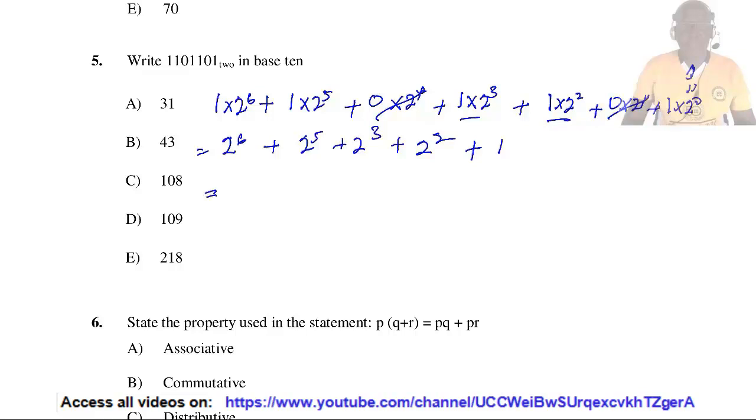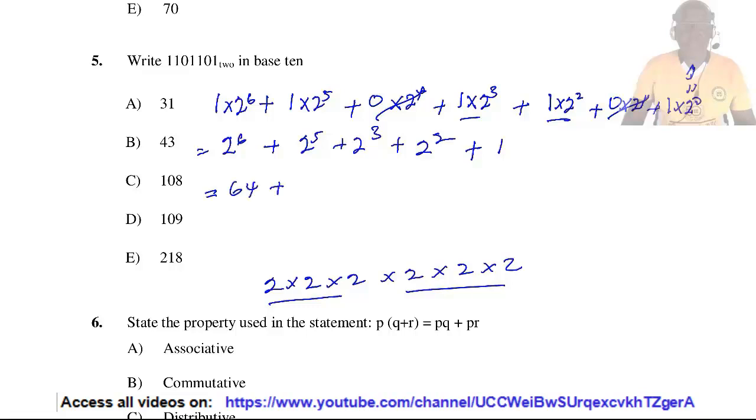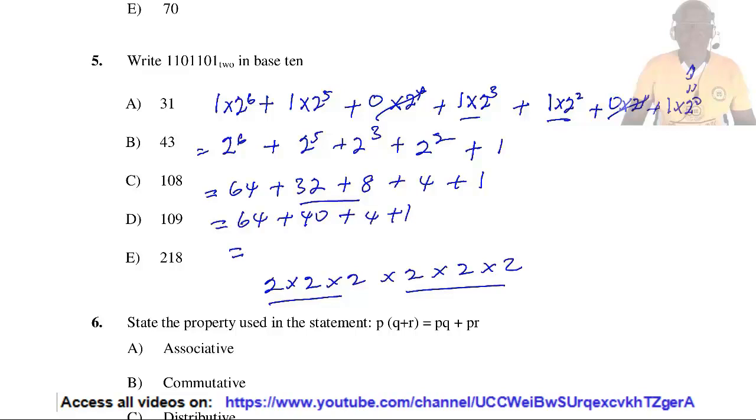2 to the power 6 is the same as 2 times 2 times 2 times 2 times 2 times 2. That is 8 times 8, so 64. 2 to the power 5 is 32. 2 to the power 3 is 8. 2 to the power 2 is 4. And then plus 1. So 64 plus 32 plus 8 plus 4 plus 1, which equals 109. So the answer is D.